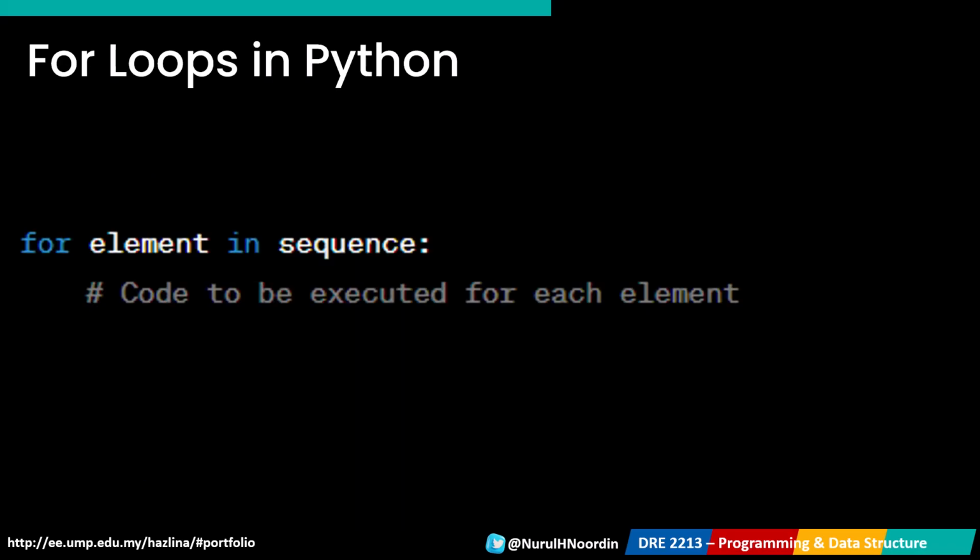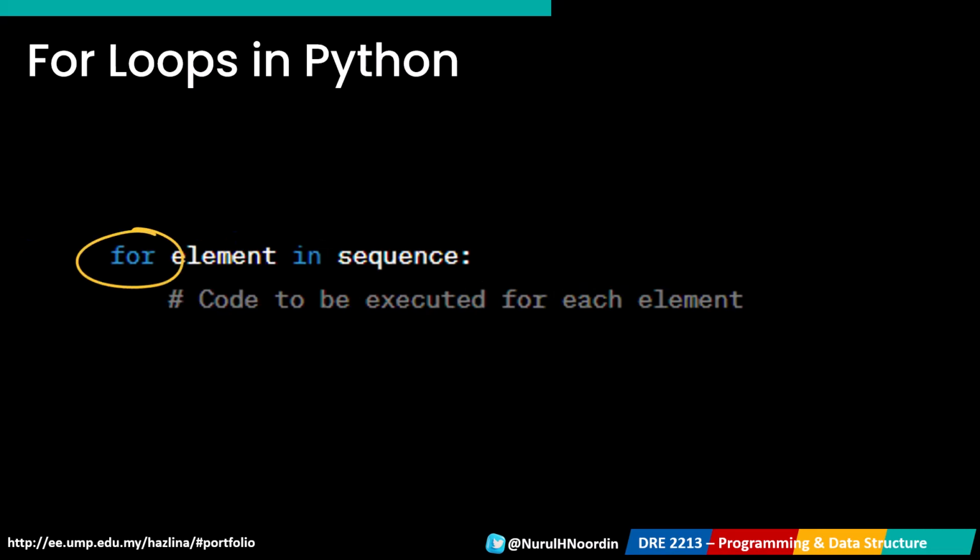A for loop is a control structure that allows you to iterate over a sequence of elements, executing a block of code for each element.